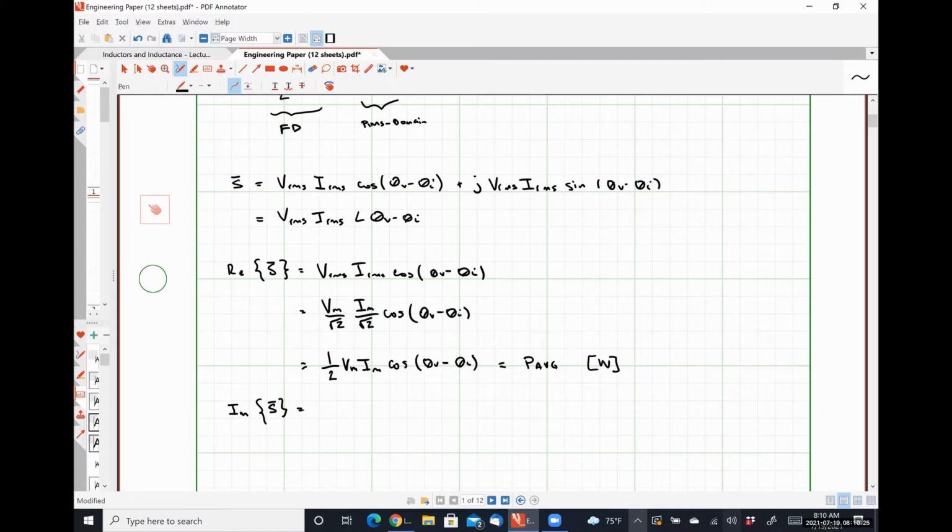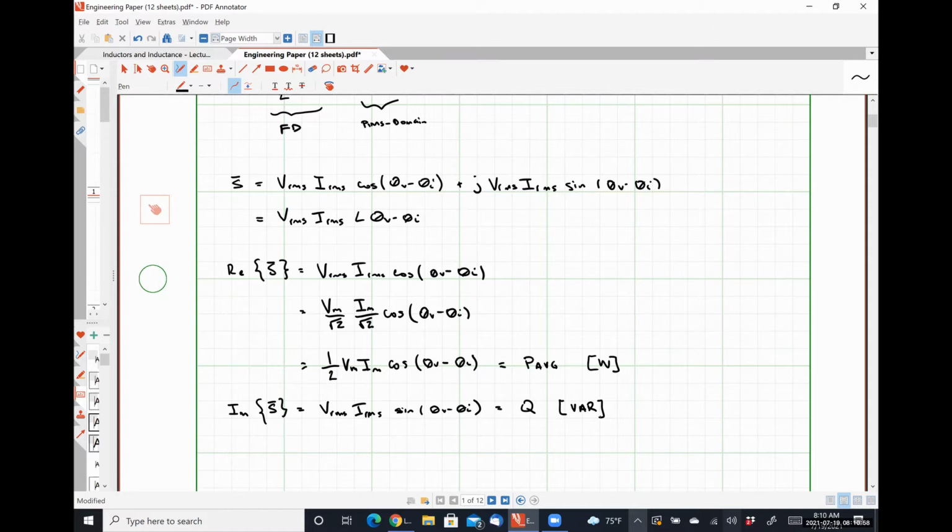So the imaginary portion, VRMS, IRMS, sine of theta V minus theta I, is more commonly referred to as Q, the reactive power. Reactive power is measured in volt amperes reactive, okay?